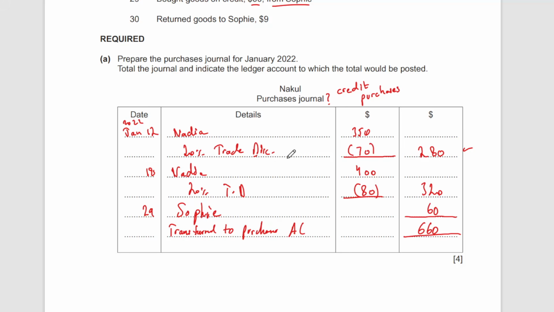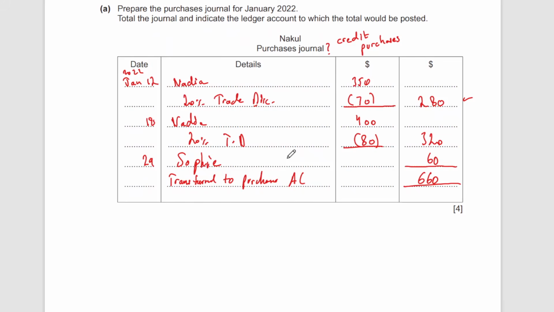We're good so far. Next, we will record anything related to Nadia. Remember, Nadia is a payable for us. And when we are purchasing more and more from Nadia, what's going to happen is our liability will increase. And when liability increases, the liability account is credited. Listen carefully, right? So purchase on credit will increase liability, isn't it? Under which account? Under Nadia.